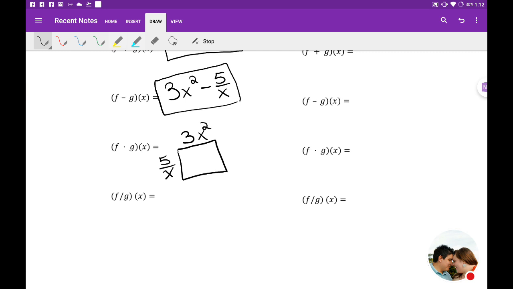There we go. So I have 3 times 5 gives me 15. And then I have this x on the bottom. So x squared times 1 over x, or an x on the bottom. Think of it this way, x squared over x. That simplifies down to just be an x. So I have 15x as my answer.